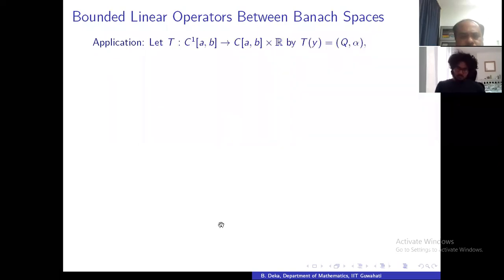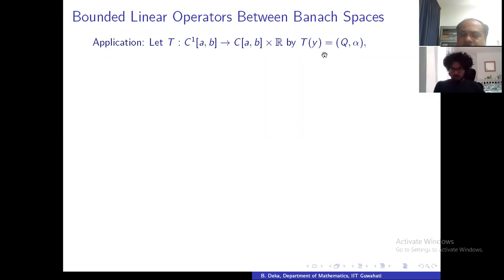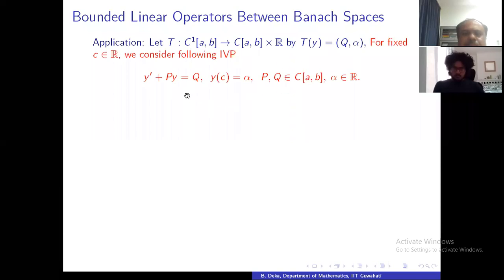So what you can do is consider a map T from C1[a,b] cross this product space by Ty equal to (Q, alpha). And how are Y and (Q, alpha) related? They are related by this initial value problem. So what exactly are you doing? If you have an initial value problem given by y' + P y = Q, y(c) = alpha, where P, Q are continuous and alpha is a real number, then what exactly are you doing?